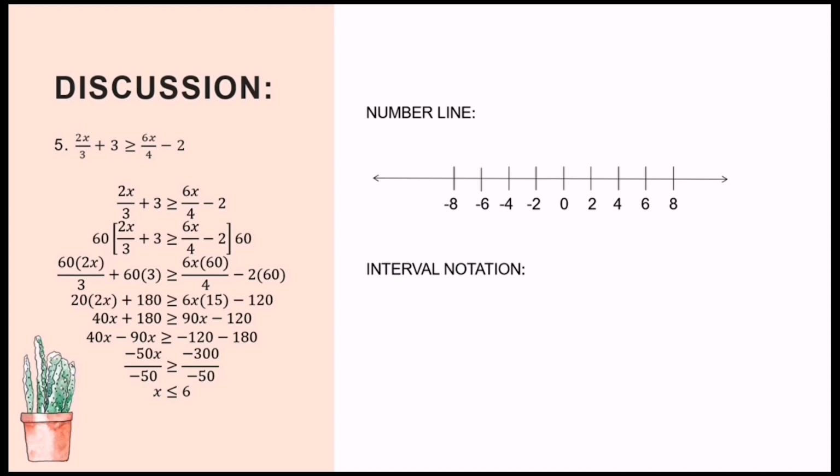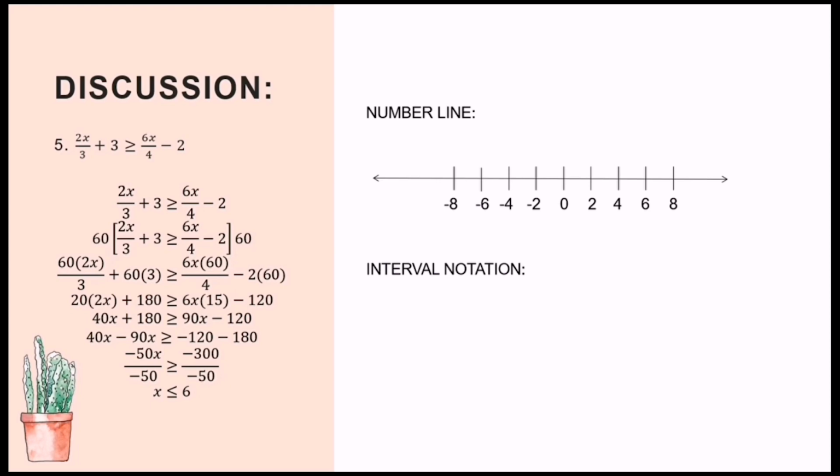Now, we have to divide both sides by negative 50. And remember that if we divide by negative numbers, the inequality also changes. So, our inequality now is x is less than or equal to 6 because negative 50x over negative 50 is x, and then negative 300 over negative 50 is 6, and then we change our inequality to less than or equal to.